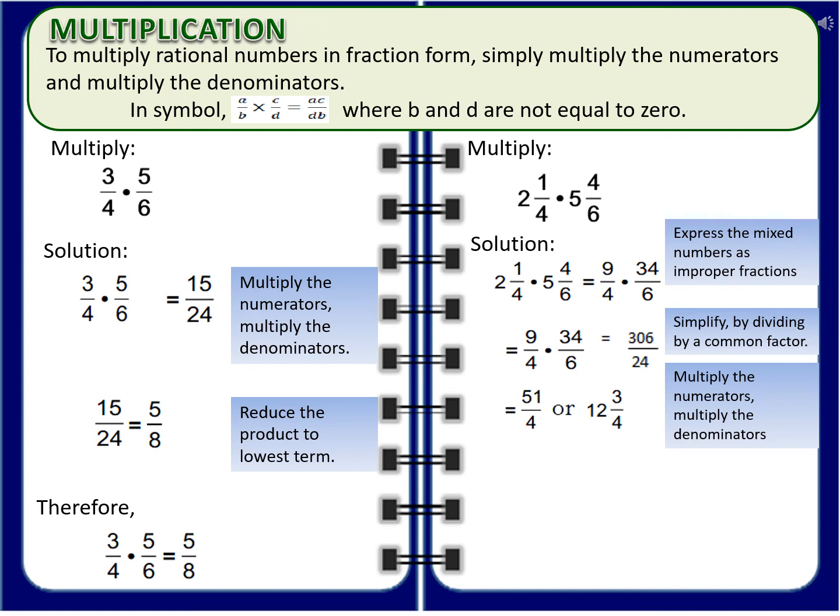Therefore, 51 over 4 is equal to 12 and 3/4. Therefore, 2 and 1/4 times 5 and 4/6 is equal to 12 and 3/4.